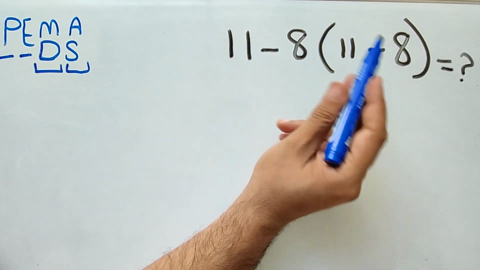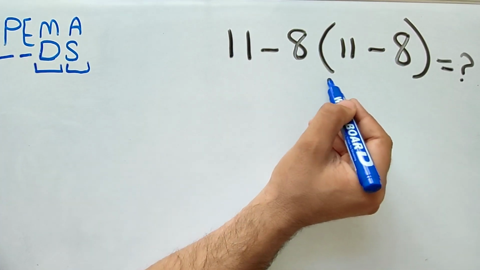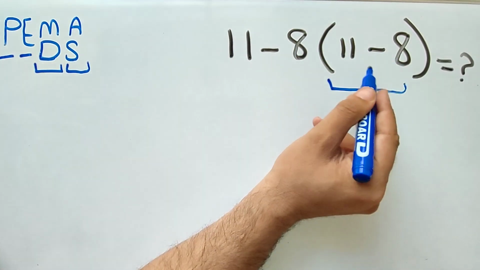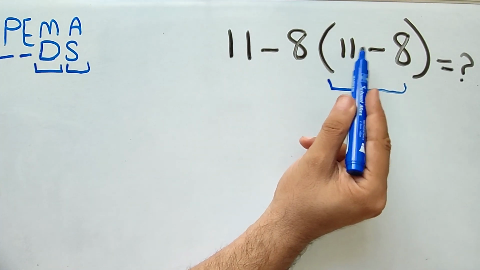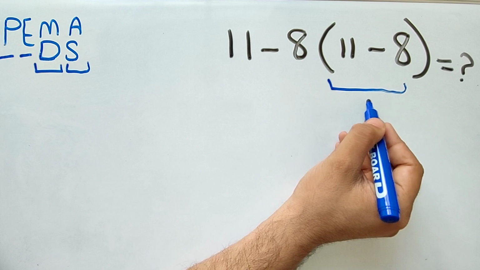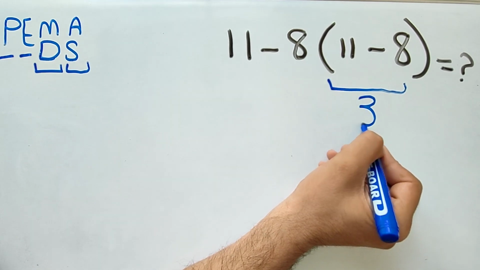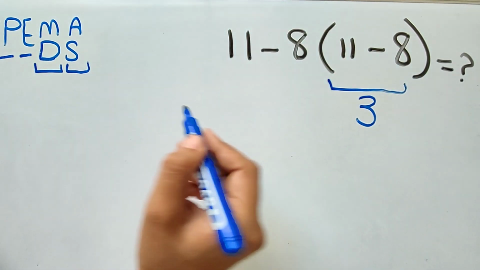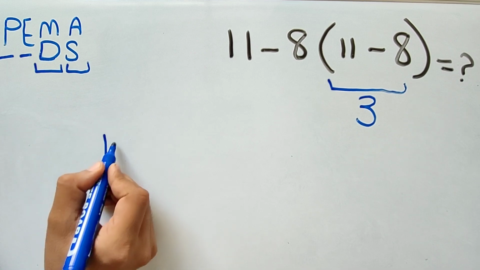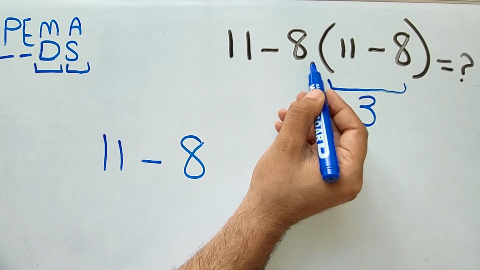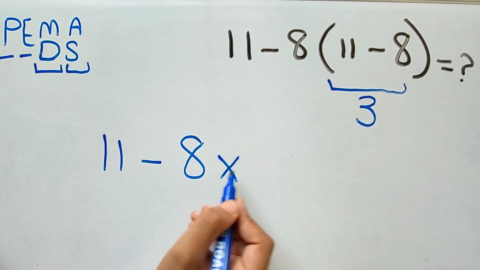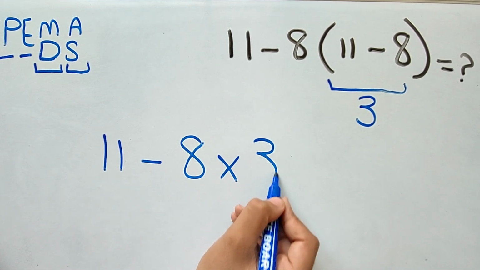So in this math expression we have one parenthesis that we have to solve first according to this rule. So 11 minus 8 gives us 3. Now let's rewrite the expression. We have 11 minus 8, and we have one multiplication here and 3.